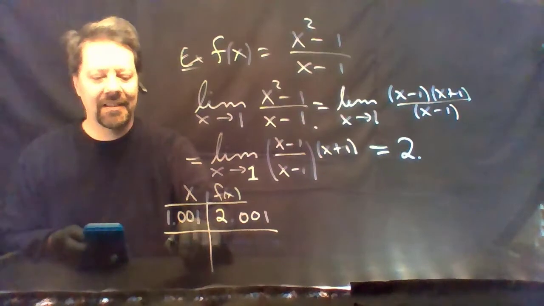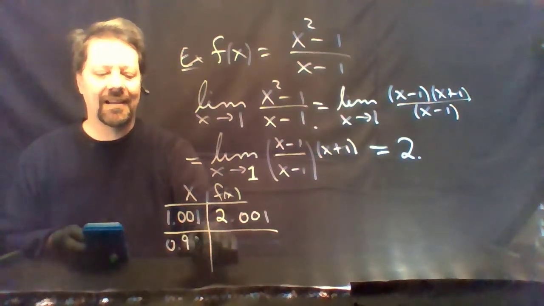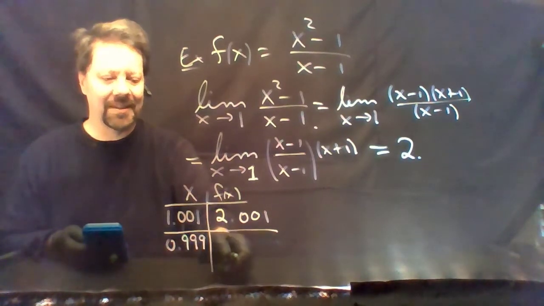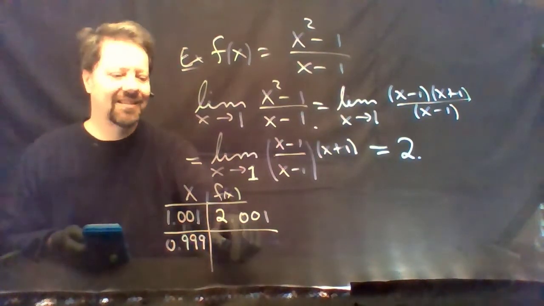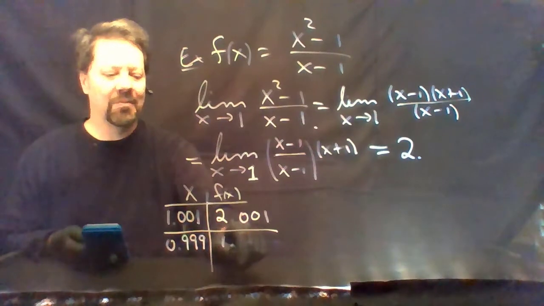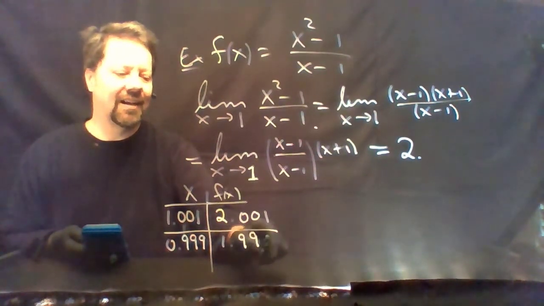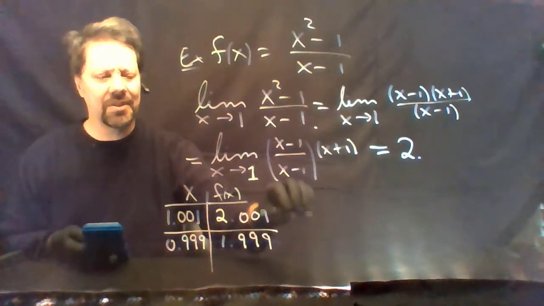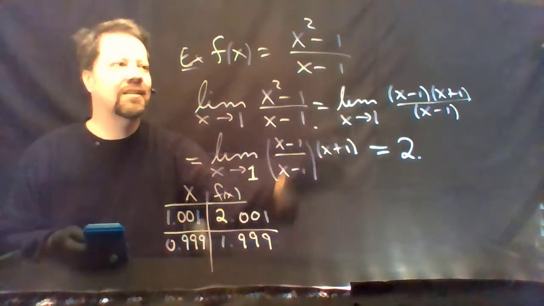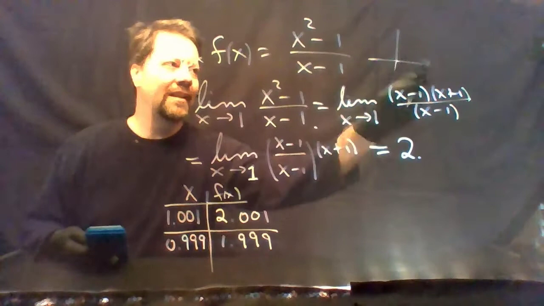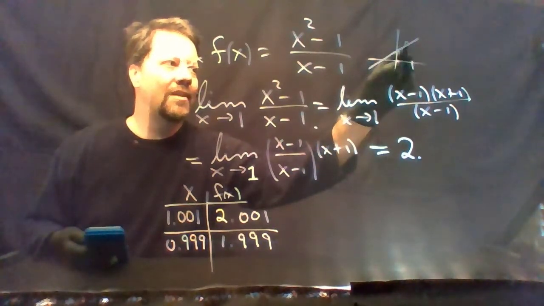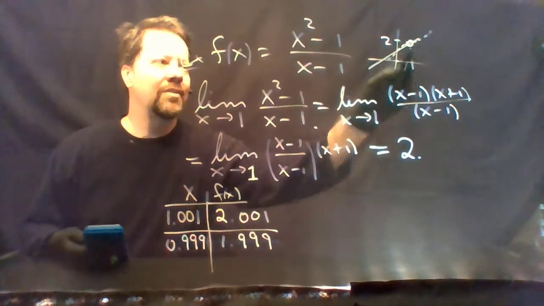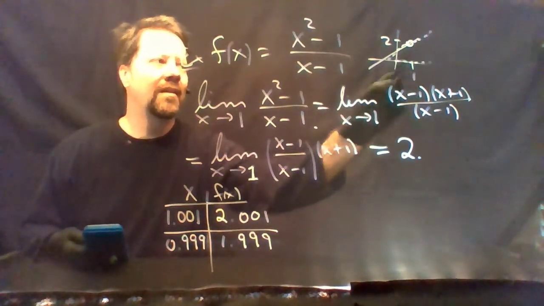And what about at 0.999? What is the limit there? Well, my calculator gives me 1.999. Very, very close to 2 on each side. So this function looks like it's headed towards a value of 2 as you approach 1 on each side in the domain.